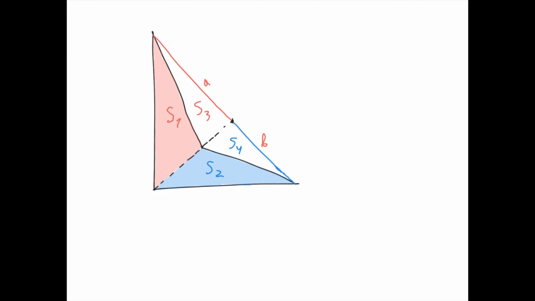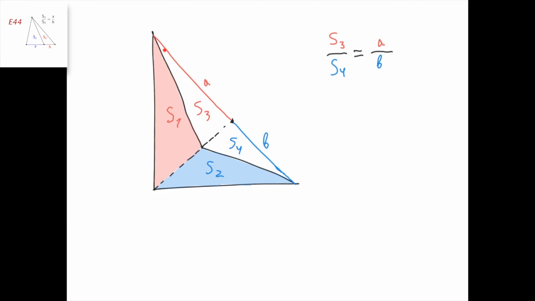First of all, I'm going to mark this area as S3 and this area as S4. First of all, we know that the ratio S3 divided by S4 equals A divided by B. And what's more, from this triangle, we know that the area of S1 plus S3 divided by the area of S2 plus S4 equals A divided by B again.